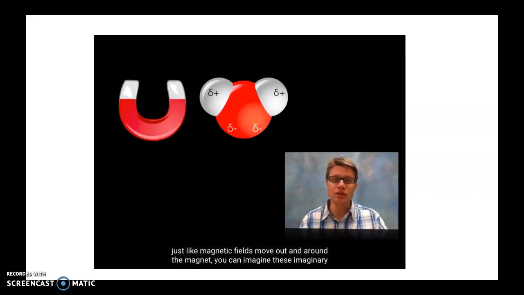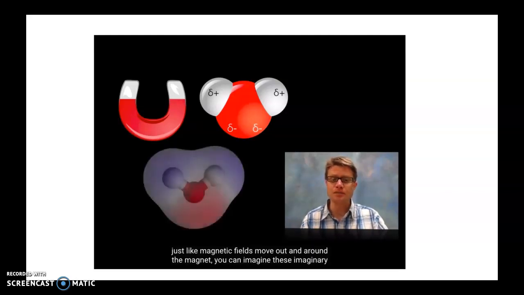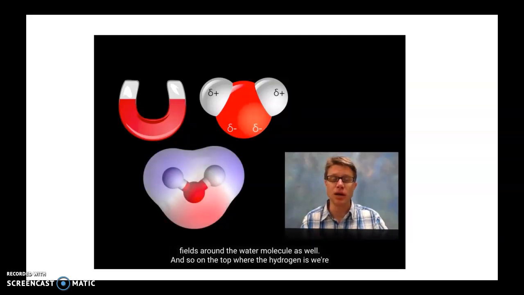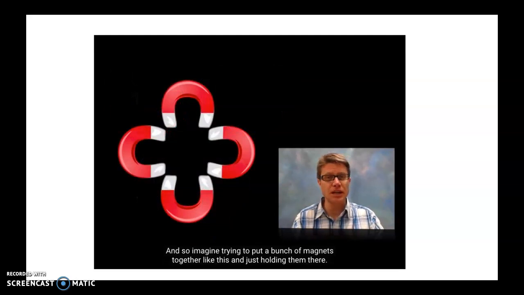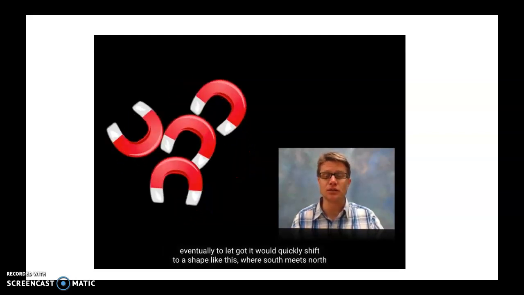And just like magnetic fields move out around the magnet, you can imagine these imaginary fields around the water molecule as well. And so on the top, where the hydrogen is, we're going to have positive charges, and then on the bottom, we're going to have negative charges. And so imagine trying to put a bunch of magnets together like this and just holding them there. Now you know that those similar poles are going to repel each other, and so if you were eventually to let go, it would quickly shift to a shape like this, where south meets north and north meets south.